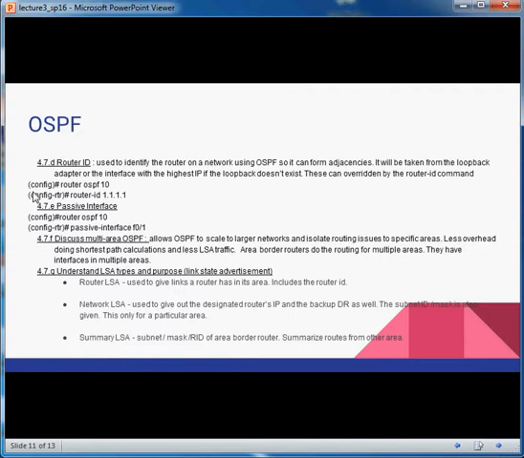And the network LSA is used to give out the designated router's IP and the backup DR. The subnet mask is also given. This is only for a particular area, so the backup DR will kick in if there's a problem with the DR.